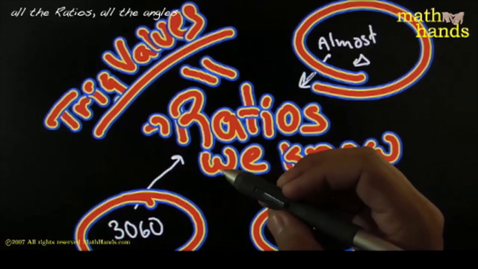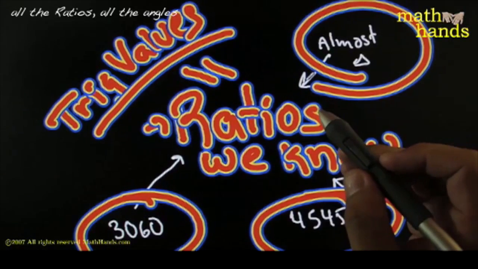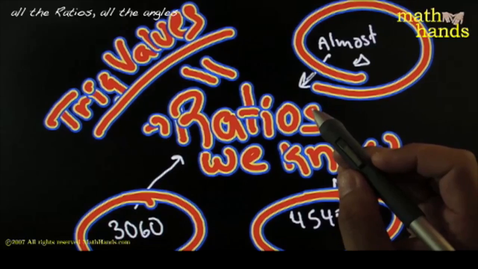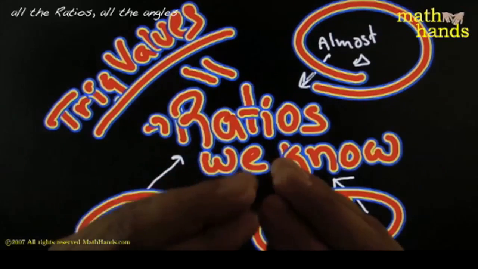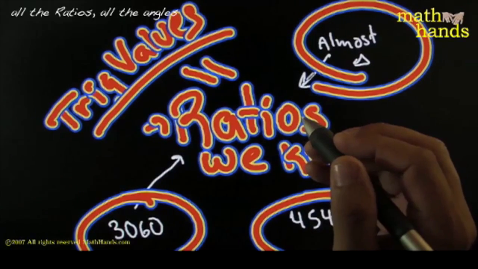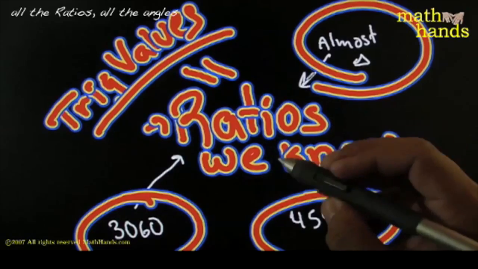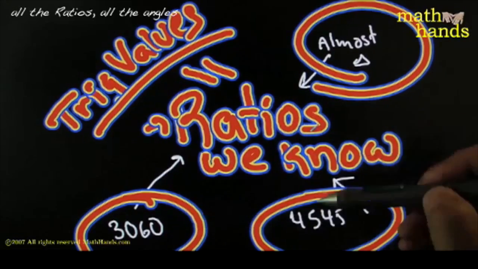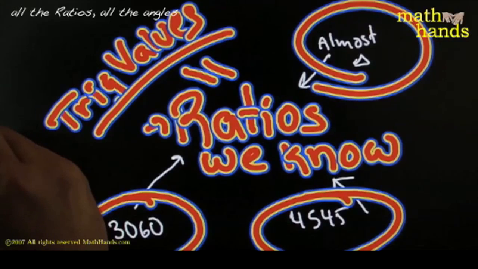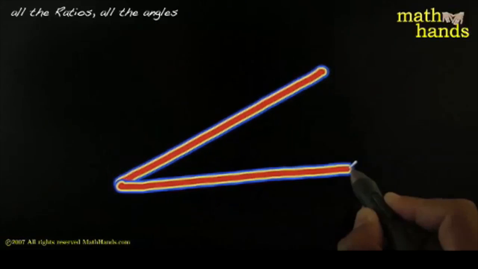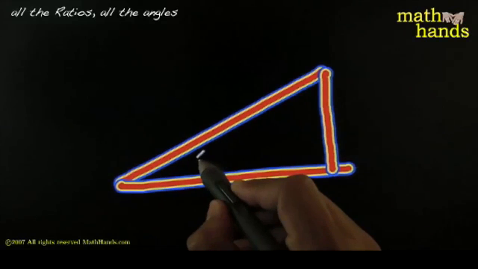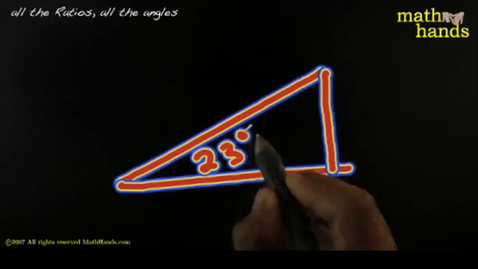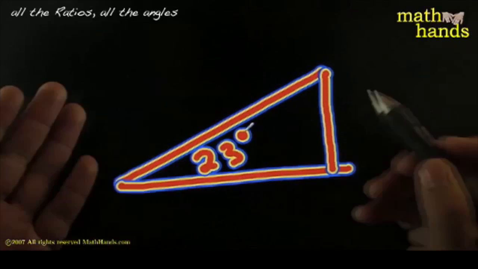And I try to think, back in the day when my hands were tiny, tiny little hands, how did people used to calculate these ratios for non-famous triangles? For example, suppose I give you a triangle here, and this is a right triangle, and this is 23 degrees. Whoa, how are you going to figure out the ratios?